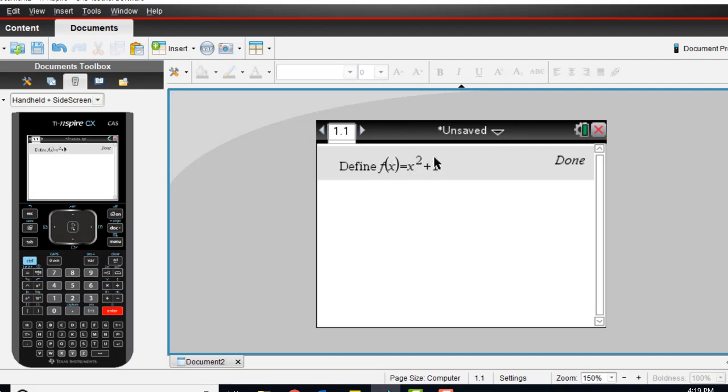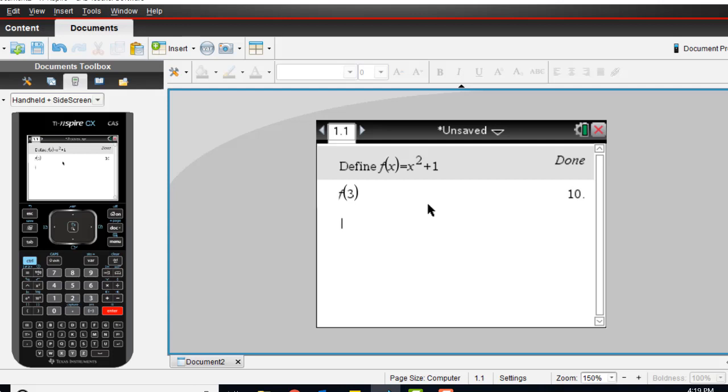Now I can find the y value if x equals 2 or 3 or whatever by just going f of, say, x equals 3. What happens? You get 3 squared plus 1. You get the y value being 10.